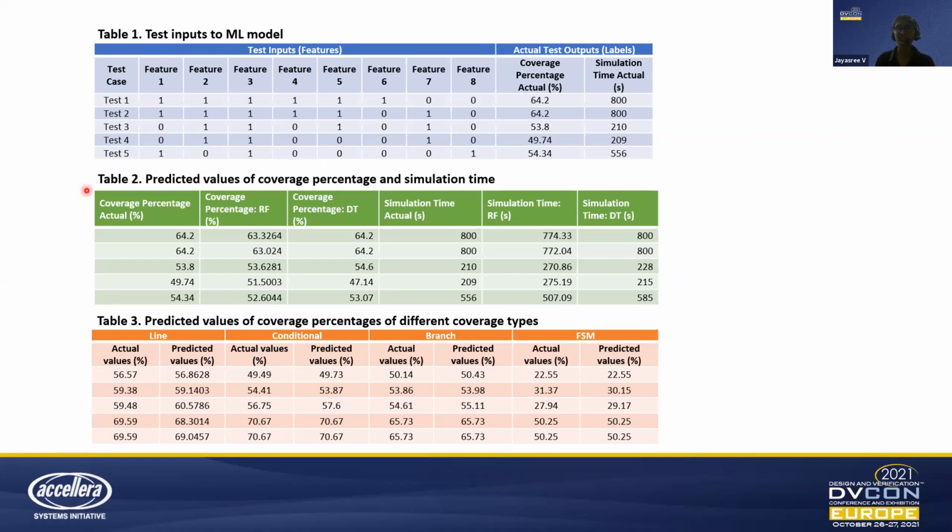The table 2 here shows the predicted values of coverage percentage and simulation time using decision tree and random forest models indicated as DT and RF respectively. From the table, we can see that the actual and the predicted values lie very close to each other, especially for the decision tree model. The table 3 here shows the predicted values of coverage percentages of different types of coverage such as line, conditional, branch, and finite state machine. Here, decision tree model values are shown since it has better accuracy.